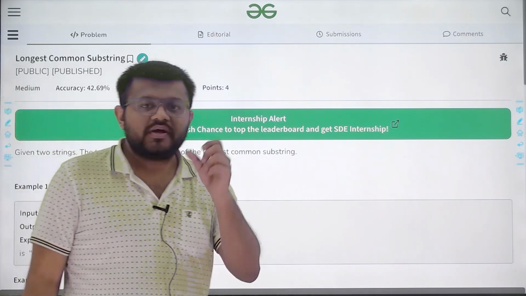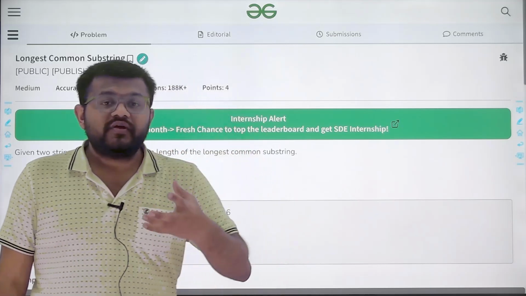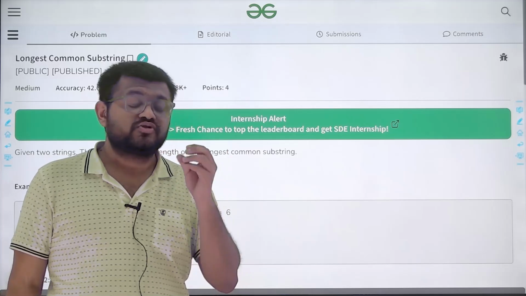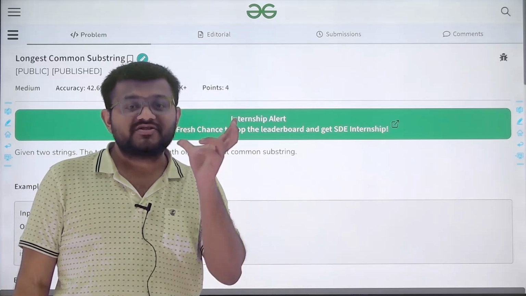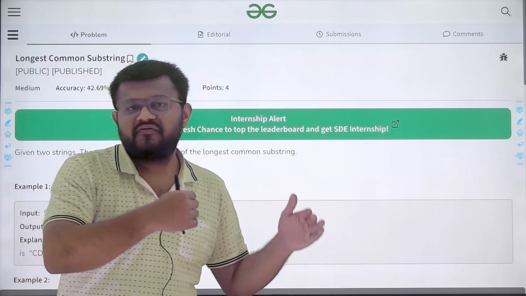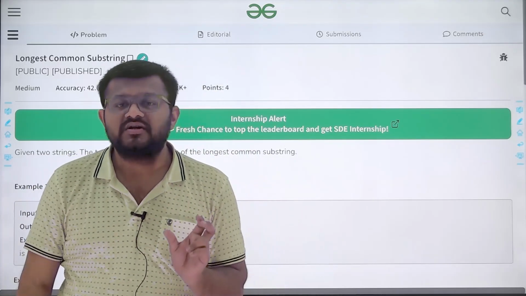So what is a substring? It is a continuous segment of a string. So we need to find the length of the longest common substring. Common substring means a substring which is present in both the strings S1 and S2. They might be present at different indexes, but the substrings are the same.